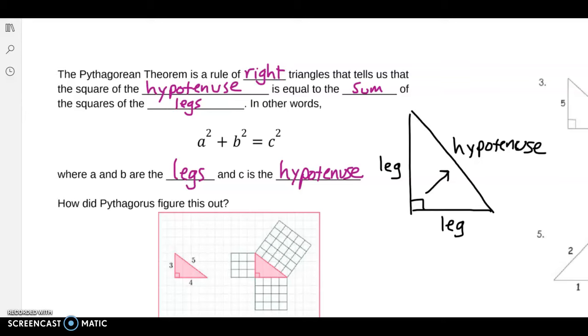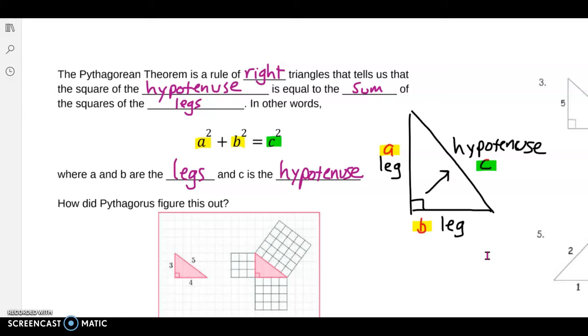So the legs are called A and B, and the hypotenuse is called C. It doesn't matter which leg is A and which leg is B, but the hypotenuse must be the C in the equation, okay? So I'll even highlight it. The A and B are the two legs, and then the C must be the hypotenuse. Okay? So how did they figure this out?